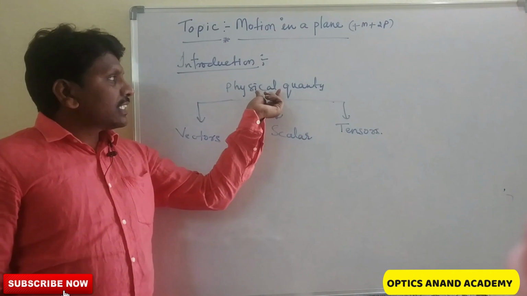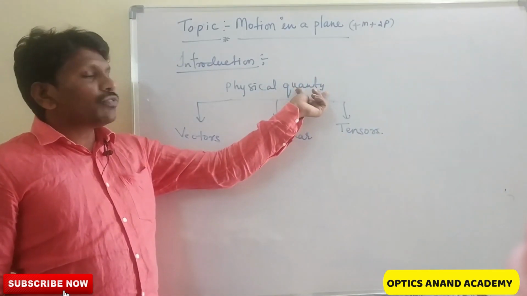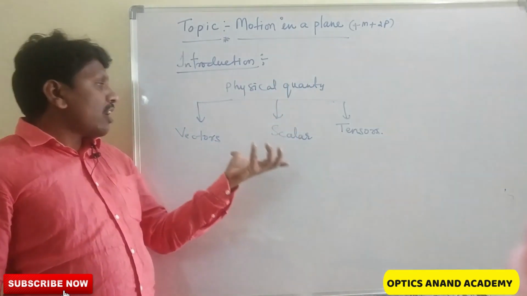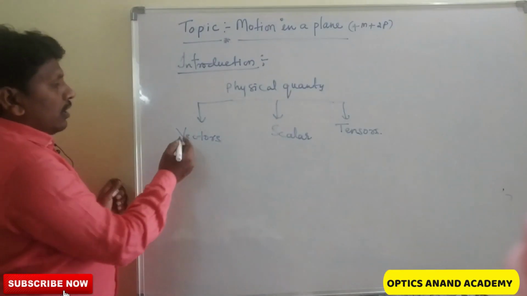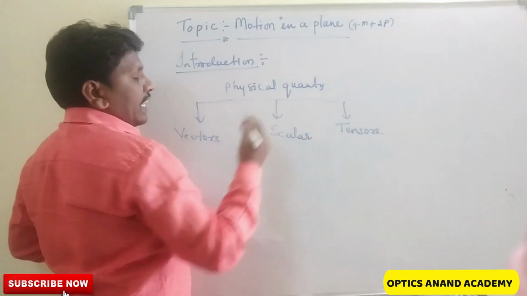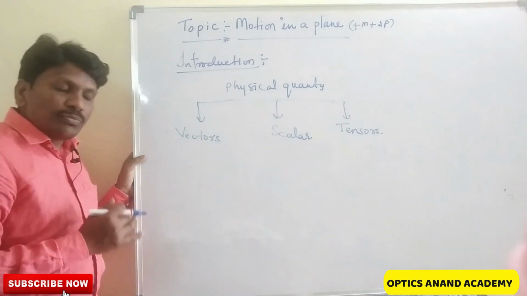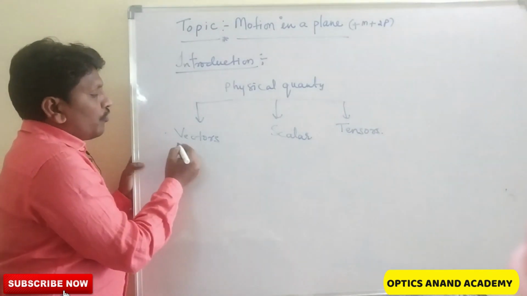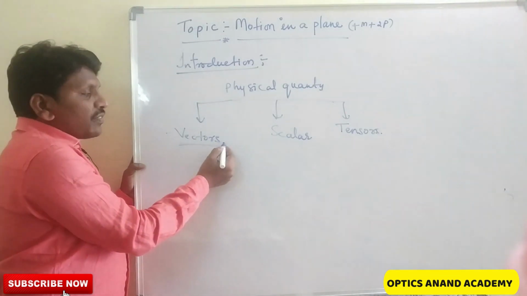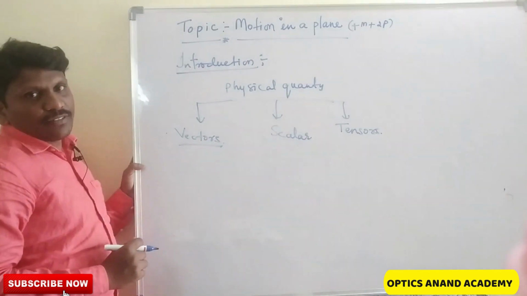Now listen to me. We already discussed what a physical quantity is: quantities which are used in the physics laws are known as physical quantities. They are of 3 classifications, that is vectors, scalars and tensors. So here let's see the definition of a vector. A vector is a physical quantity which has both magnitude and direction.